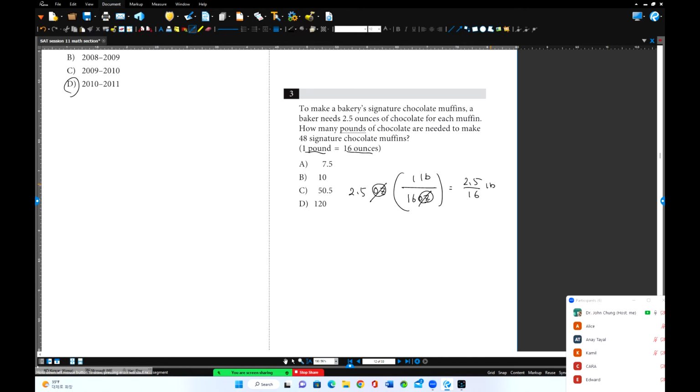Use your calculator. Okay, I'm gonna use a calculator. 2.5 divided by 16. Okay. We multiply by 48 again. So times 48, okay? So this is 1, this is 3, 7.5 pounds, okay? Not all 48 chocolate muffins, okay? 7.5 is the answer.